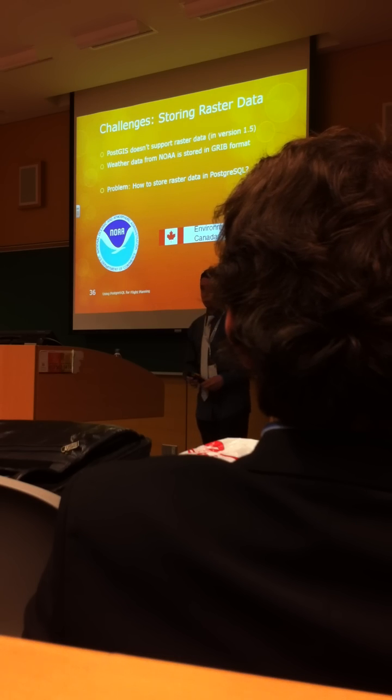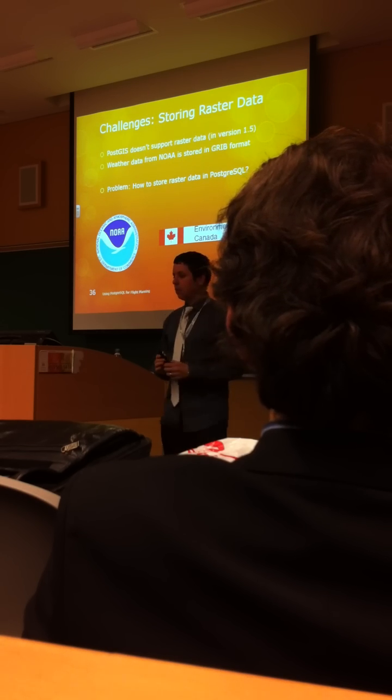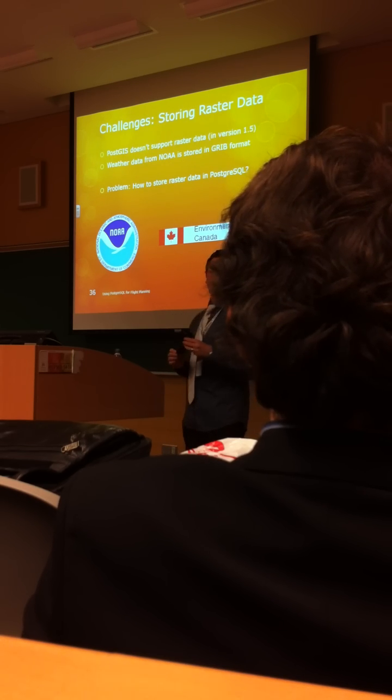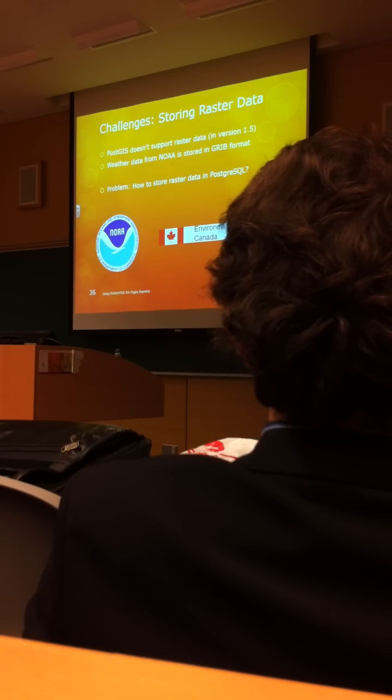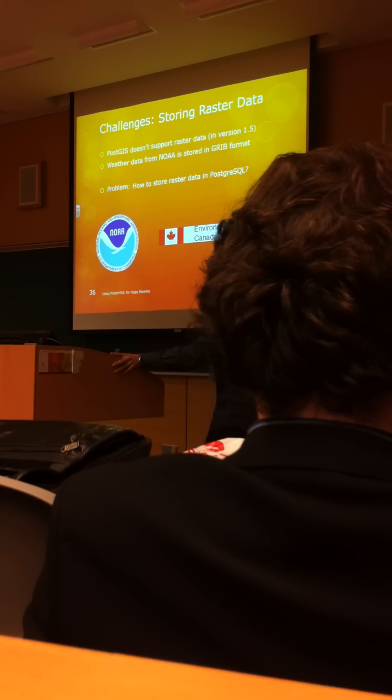So the other problem we had was with storing raster data. Postgres doesn't allow us to store the raster data in the database properly, and we get this data, the weather, from NOAA or from Environment Canada for the winds and the weather and whatnot. And they use a format called GRIB, which stands for gridded binary.